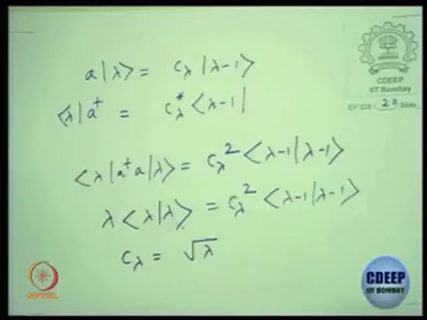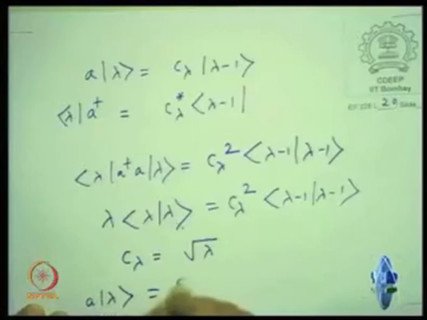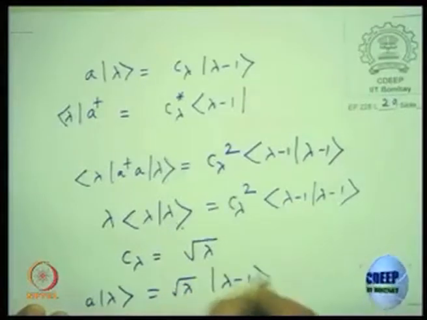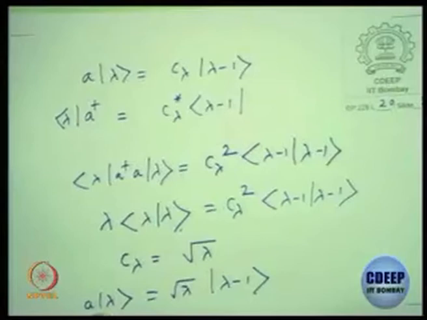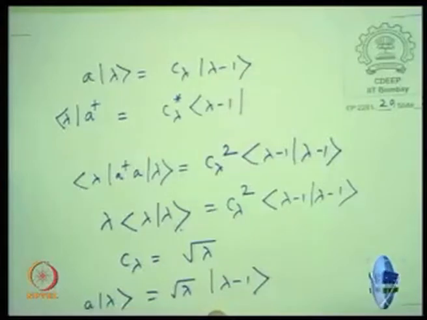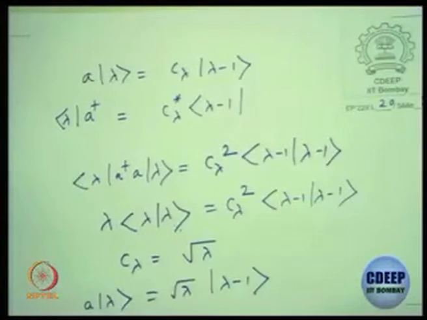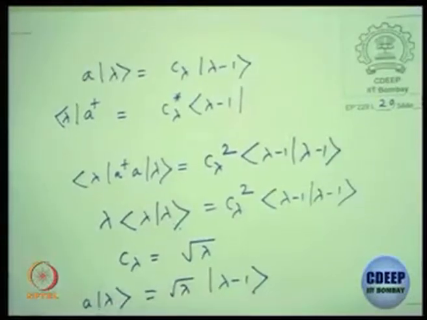So what have we said? We got A on lambda is square root of lambda times lambda minus 1. If lambda is 0, you get A on lambda, A on 0 has to be 0, which means you don't go below lambda equal to 0. Do the same thing for d lambda.